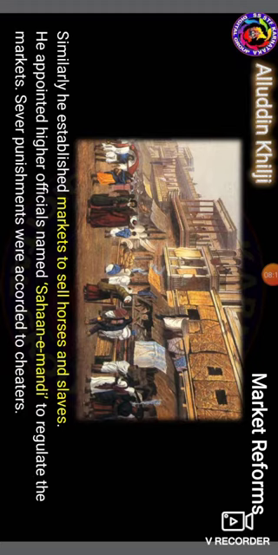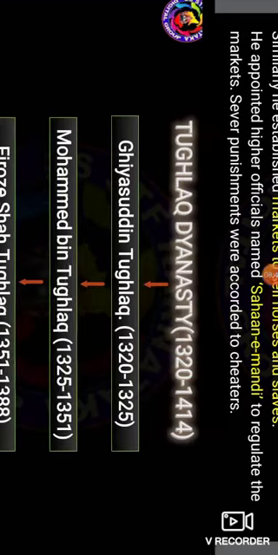He appointed higher officials named Shahna-e-Mandi to regulate the markets. Severe punishments were given to cheaters. So these were the marketing facilities of the Alauddin Khilji period in the administrative system.